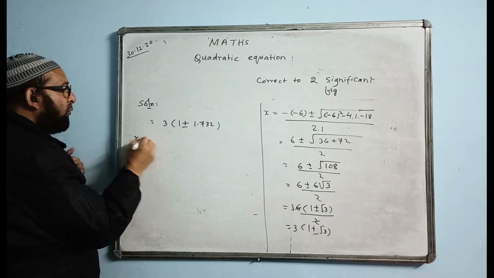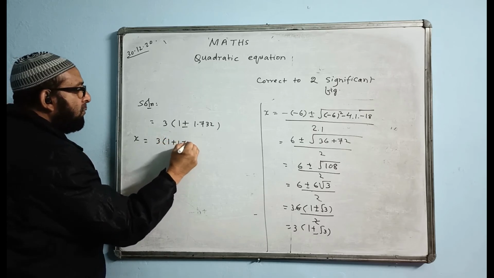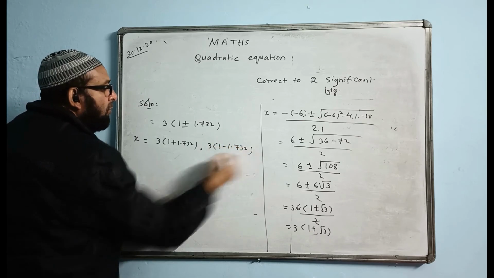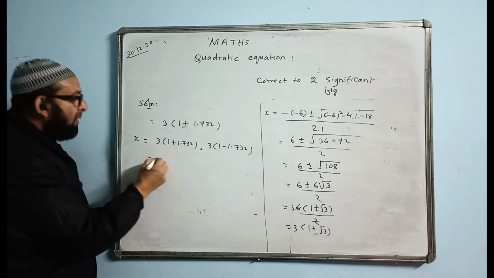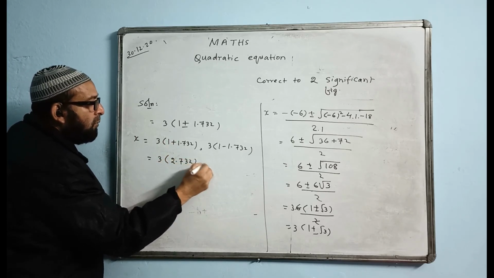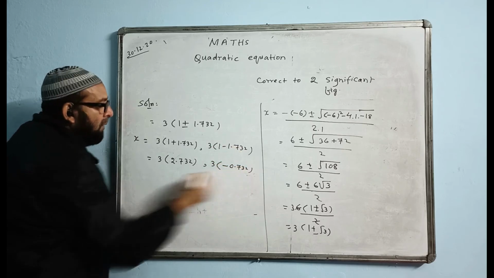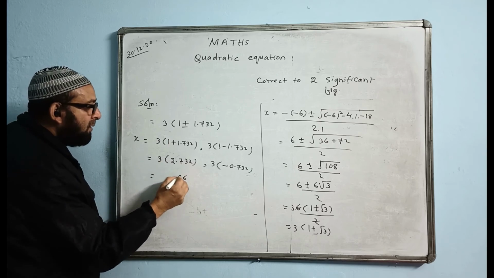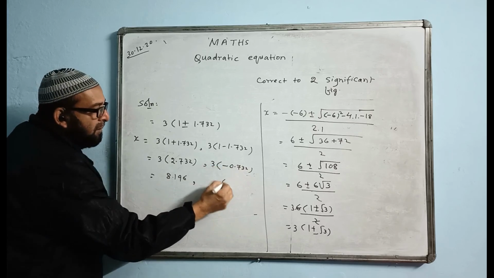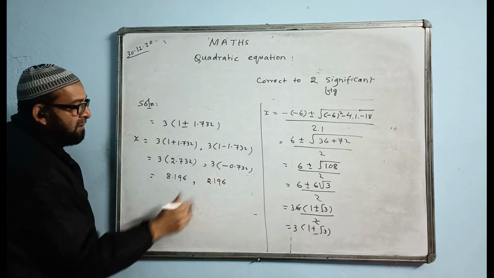Now I separate and find two answers, one with the plus sign, one with the minus sign. 3 write like this, 1 plus 1.732, comma 3 outside 1 minus 1.732. Now I will be adding 1 plus 1 becomes 2.732, comma 3, subtracting you get minus 0.732. With 3 I'll multiply. 3 6s are 18, 3 9s are 27, 3 7s are 21. Like this is coming with the minus sign.